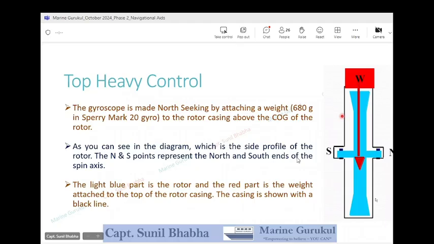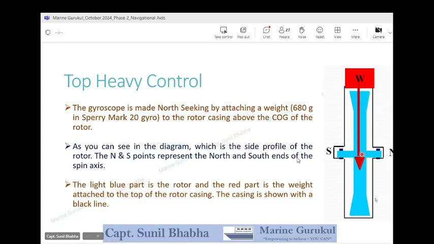Now, how is it fitted inside the rotor casing? We have to give it freedom to spin. So for that purpose, you see these dark blue parts shown here at the north end and at the south end; they represent ball bearings. So the spin axis is connected with the casing through these ball bearings, thus giving it freedom to spin. The black color casing which you see in the diagram is not free to spin. Only the rotor and spin axis inside the casing is free to spin. So the casing does not spin at all.